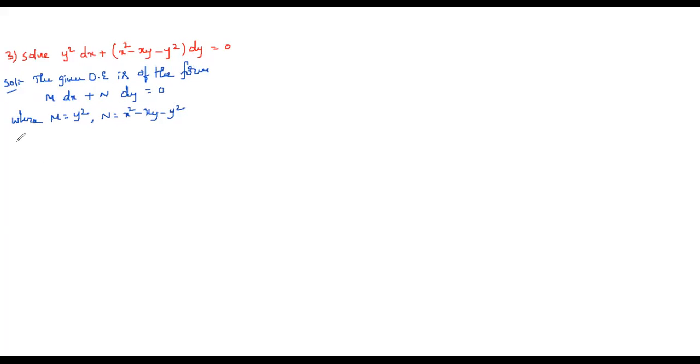Now you need to check whether it is exact or not. For that, first we are applying M with respect to y. So y square derivative is 2y, and N with respect to x: x square derivative is 2x, and with respect to x, y is a constant, so the derivative of x is 1.